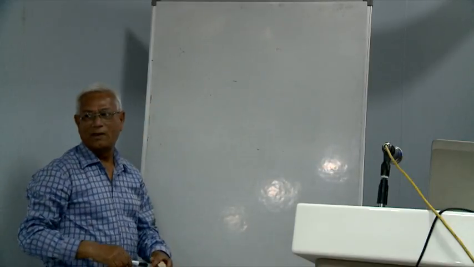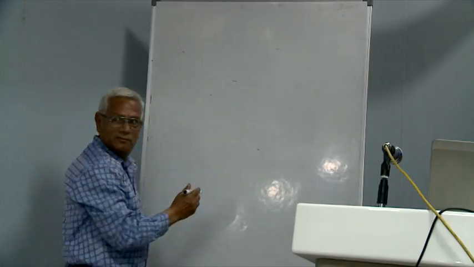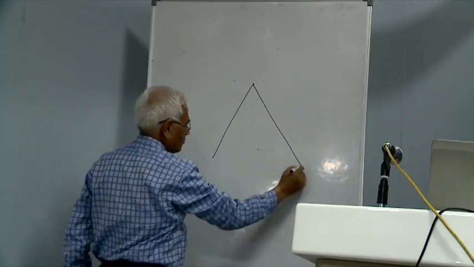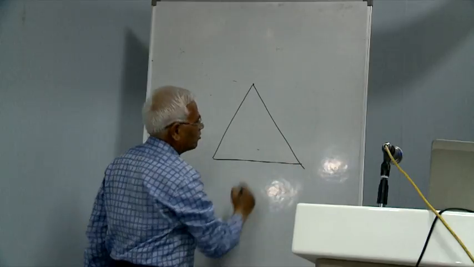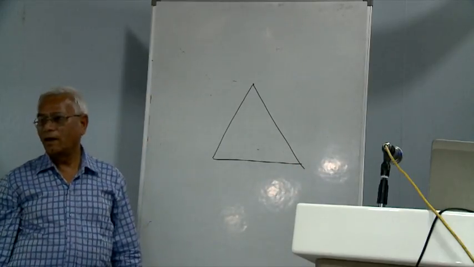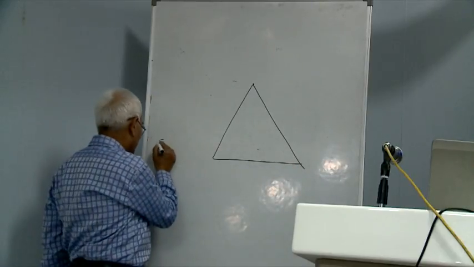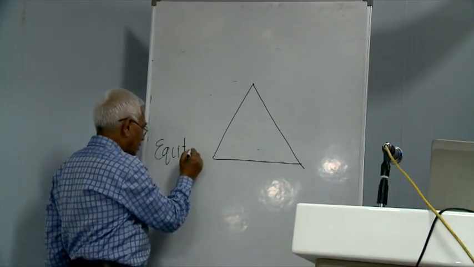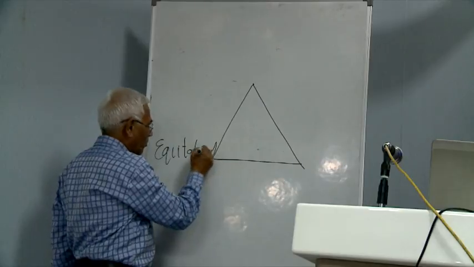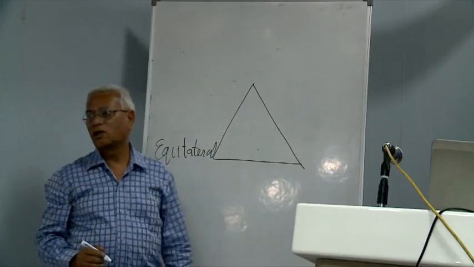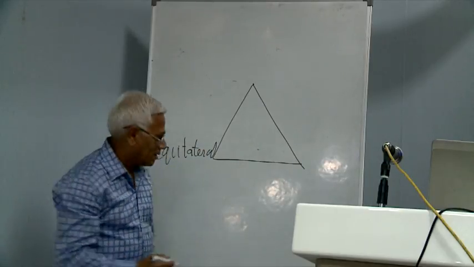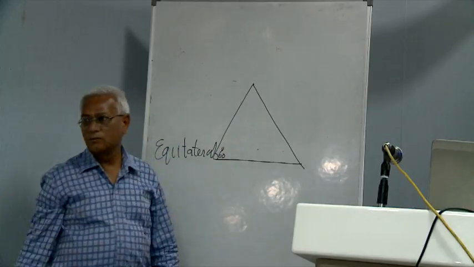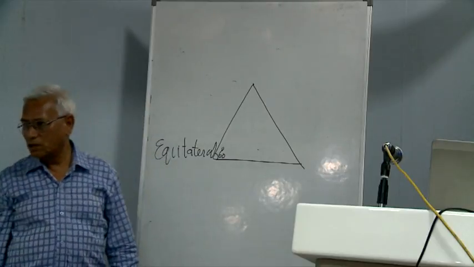Make the triangle. See. This is one triangle, and that is an equilateral triangle. Equilateral means all the sides are equal. Angle is 60 degrees. This is the definition of an equilateral triangle.